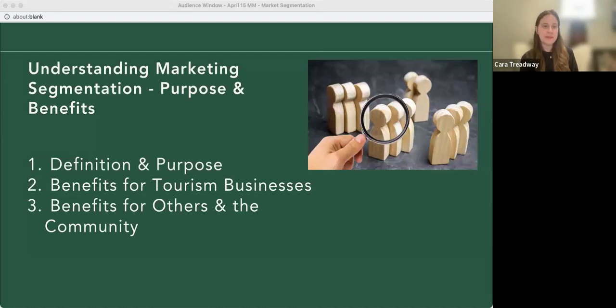So for tourism businesses, segmentation allows for customizing offerings to different groups. For instance, maybe you're a county that is rich in outdoor activities, or maybe you have a lot of family-friendly events to highlight. So you can use this to really optimize your marketing campaigns to target each one of these groups effectively.